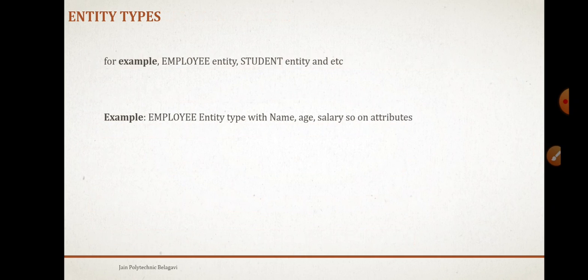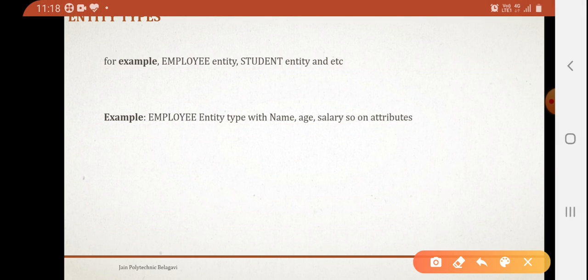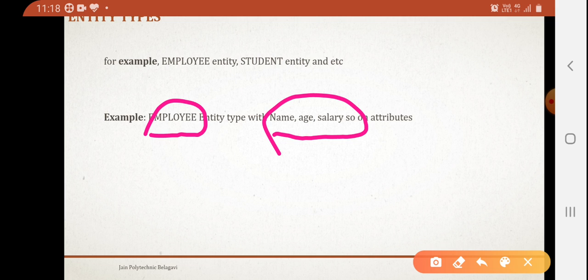For example, employee is an entity, and student is an entity. So both are entities. For example, an employee entity type with attributes such as name, age, salary, and so on. So the employee is the entity, and these are the attributes of the employee.